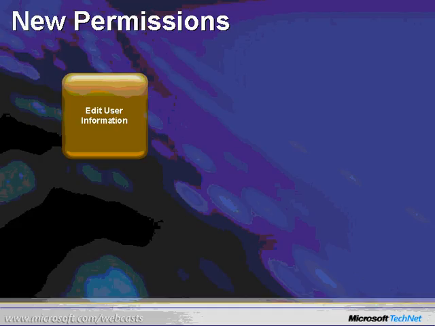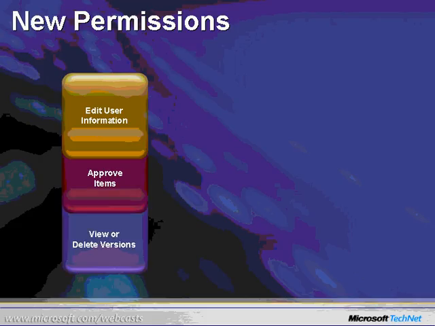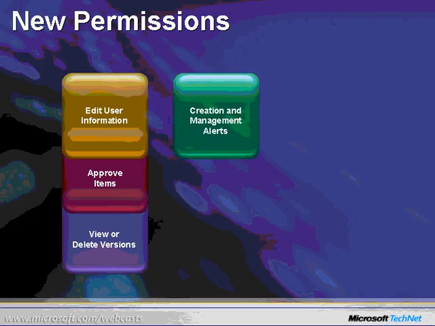So with SharePoint 2007, I've got a wide variety of new permissions available. So first, you are now able to edit user information, such as a display name or email. I can assign that right to edit user information. Approve items. You are now able to approve items and promote minor versions to major version status. New in 2007 is the ability to view or delete versions. The creation of alerts is now separated from view items. With management, you can now create alerts for other people.